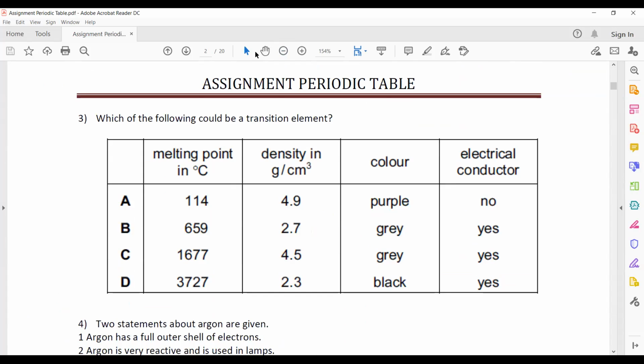In this question, which of the following could be a transition element? They should have a high melting point, high density, be colored, and conduct electricity. So what could be the answer here for question 3?